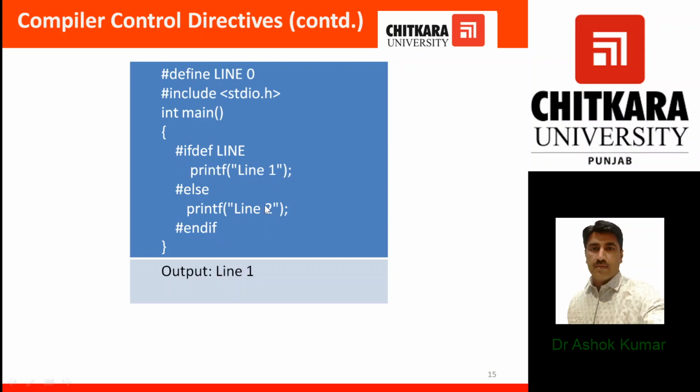The rest of the part will not be included in the expanded source code, so only one line will be there. So what you will get is line 1 as the output.